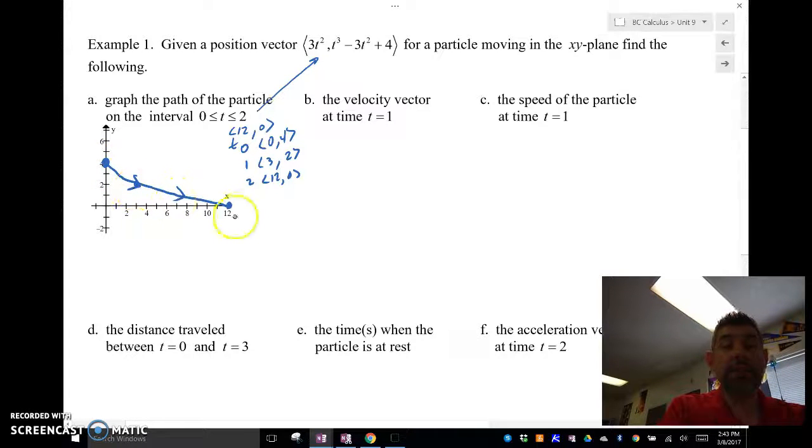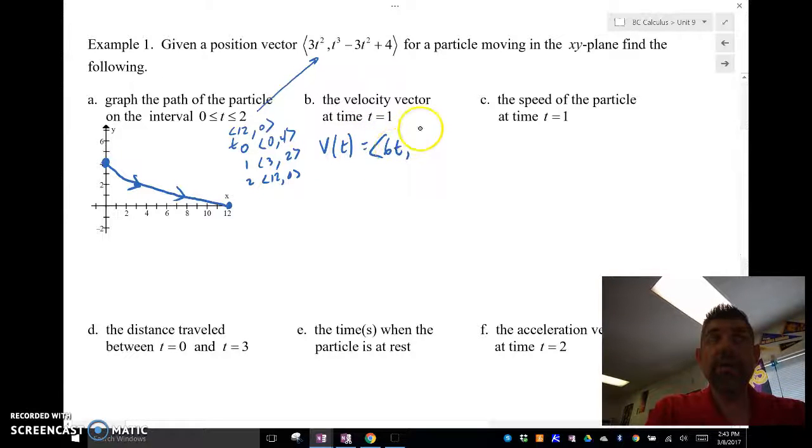T is 0 starts here, and then 2 is there. The velocity vector at time t equals 1. So we're looking for the velocity vector. We have the position vector, so we're just going to take the derivative of each of these. So we got 6t and 3t squared minus 6t. So there's my velocity vector.